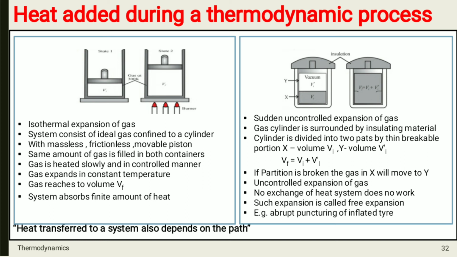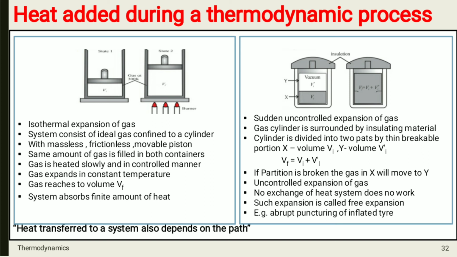So when the gas is heated, the gas expands at constant temperature. That means you have to give heat so slowly that whatever heat we are providing is used to change the volume of the gas and its temperature remains constant. If Vi is the initial volume of the gas, then after expansion Vf is the final volume of the gas.